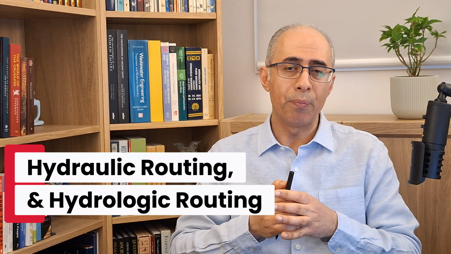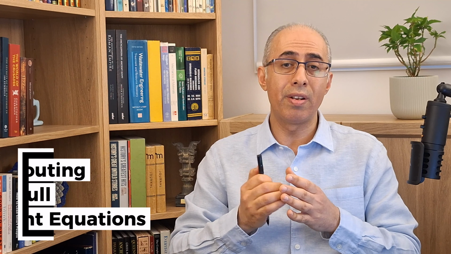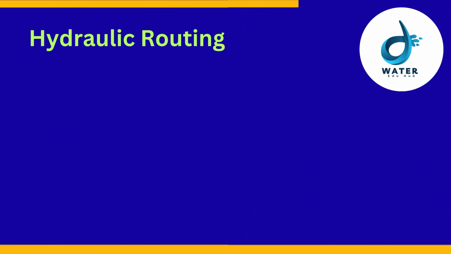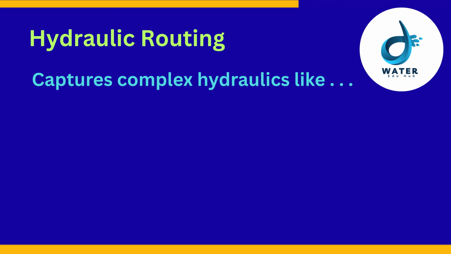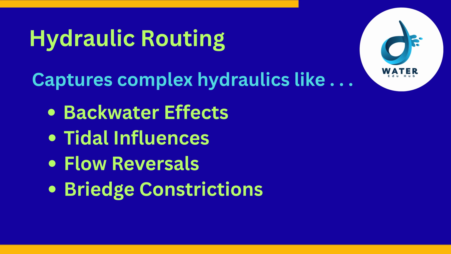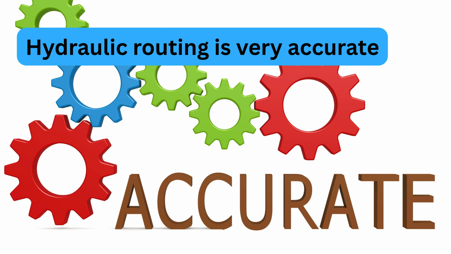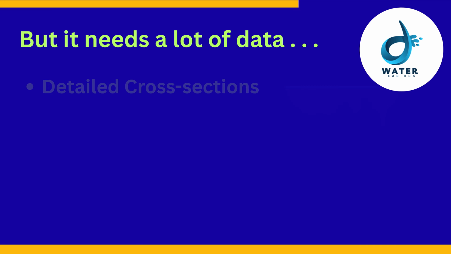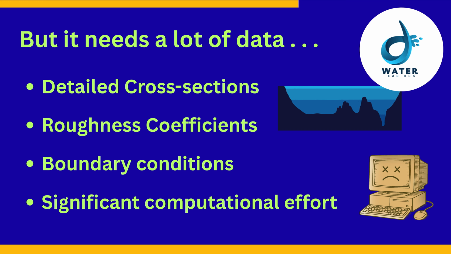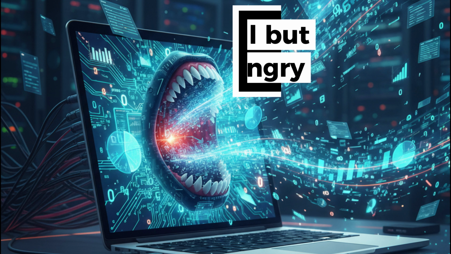To model this, we have two major families of routing methods: hydraulic routing and hydrologic routing. The hydraulic routing is the high-resolution approach. It solves the full Saint-Venant equations, which are based on conservation of mass and conservation of momentum. This method captures complex hydraulics like backwater effects, tidal influences, flow reversals, breach constrictions, and rapidly varied flow. It's extremely accurate, but it requires detailed cross-sections, roughness coefficients, boundary conditions, and significant computational effort. In other words, powerful but data hungry.